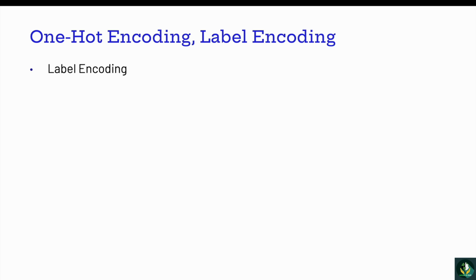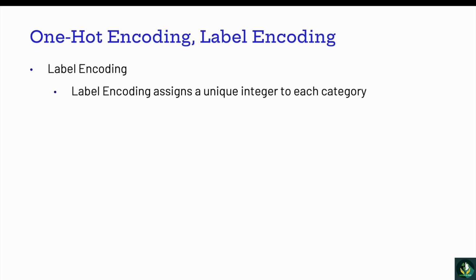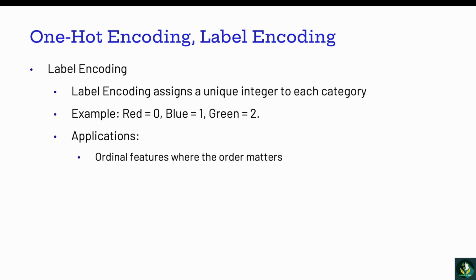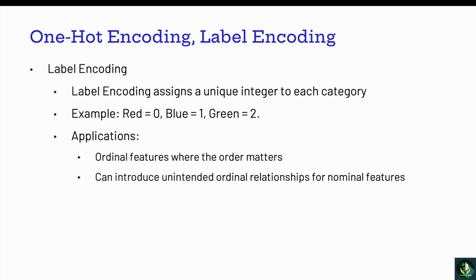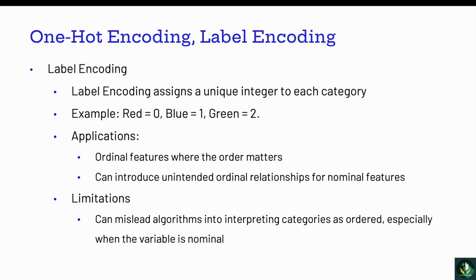Next, we have label encoding. Label encoding assigns a unique integer to each category. Example, red equal to 0, blue equal to 1, and green equal to 2. You have three multiple values. The application for this is suitable for ordinal features where the order matters. Example, high school is smaller than bachelor is smaller than masters. It can introduce an unintentional ordinal relationship for nominal features. Some of the limitations that it has is it can mislead algorithms into interpreting categories as ordered, especially when the variable is nominal.